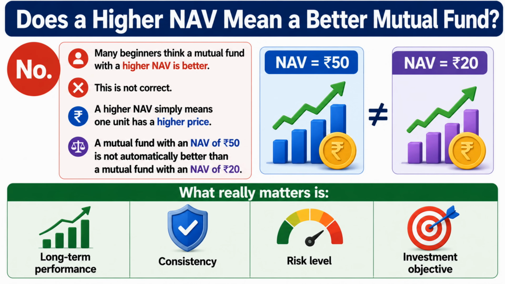Now the question is, does a higher NAV mean a better mutual fund? Many beginners think a mutual fund with a higher NAV is better. That is not correct. A higher NAV simply means one unit has a higher price. A mutual fund with an NAV of 50 rupees is not automatically better than a mutual fund with an NAV of 20 rupees. What really matters is long-term performance, consistency, risk level, and investment objective.